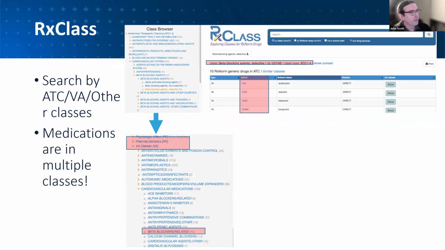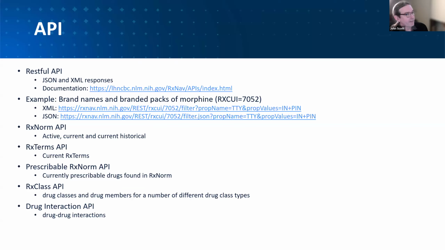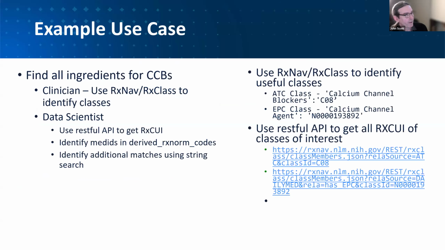So just taking a quick look, this is the RxClass page over at the NIH, and you can search down through their class browser to find the classes that are of interest. They've got the API. This is what we're using. This is a slide that shows the different APIs that are exposed. And an example use case: we want to find all the ingredients for CCBs.